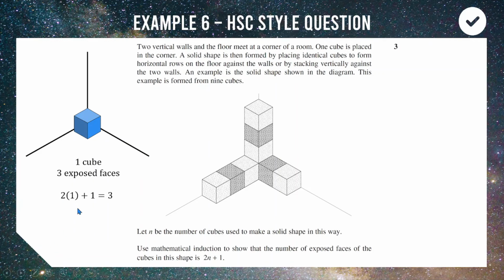All right, so it works for the first case. Let's now look at k number of cubes. So we're going to assume that a generic number of cubes will have 2 times k plus 1 exposed faces. Let's just say in this picture here, I know it looks like 9, but it's actually going to be k cubes. Now we're going to look at k plus 1 cubes. So we're going to add an extra cube to the diagram given to us from the question.